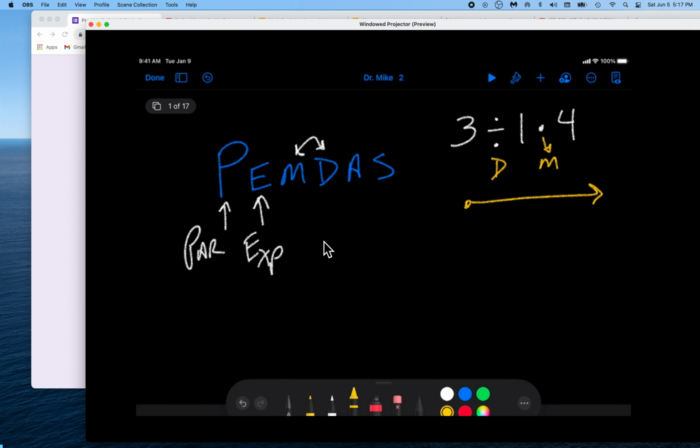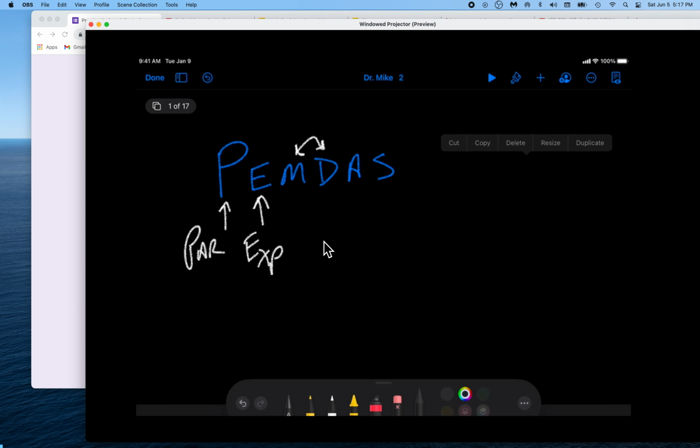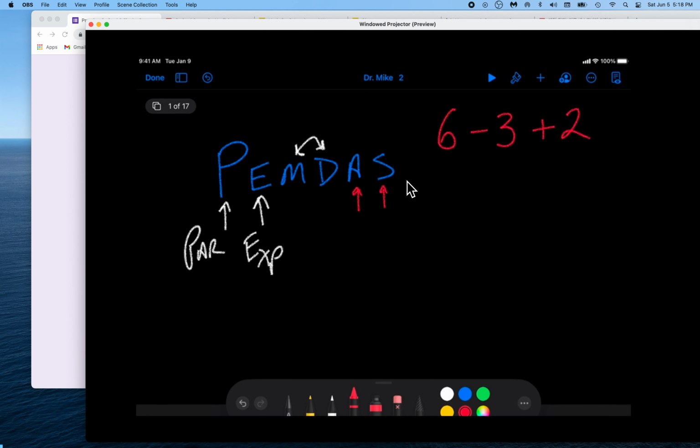Same thing with addition and subtraction. Very misleading. The way PEMDAS is written would make you believe that addition always comes before subtraction. That is not true. If you have this going on, this is subtraction, this is addition. They have equal weight. Therefore, it's first come, first served, moving from left to right. So this would be subtraction first. 6 minus 3 is 3, plus 2 is 5.